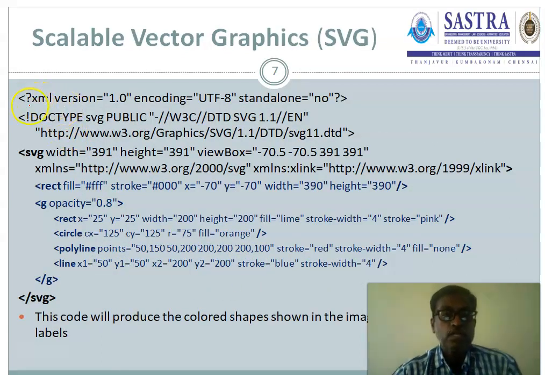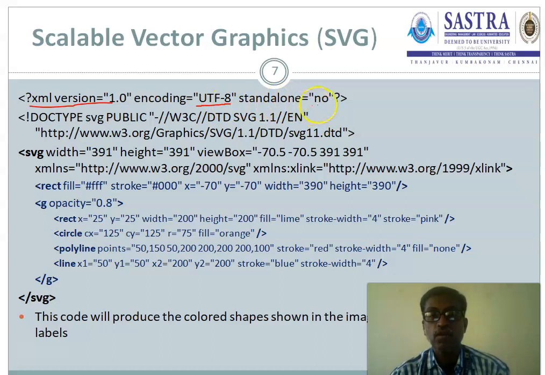XML version equal to 1.0, and then encoding UTF-8, the standard encoding format. Standalone, no, this is also already studied. And then doc type, public or system doc type can be given. Doc type SVG is public content, so they are providing the DTD specification for all categories, all XML applications defined with their own DTD.